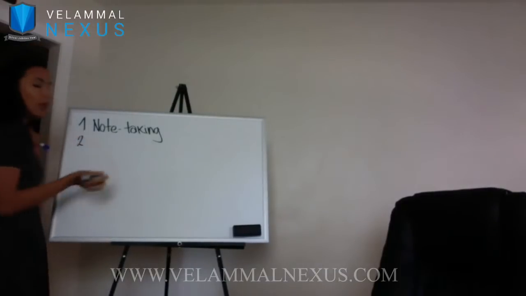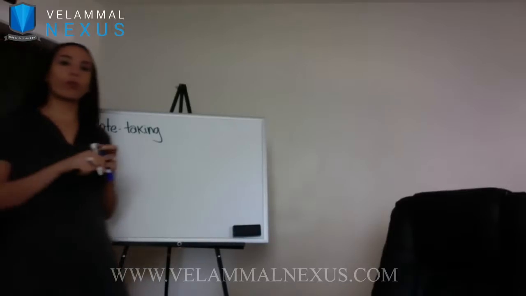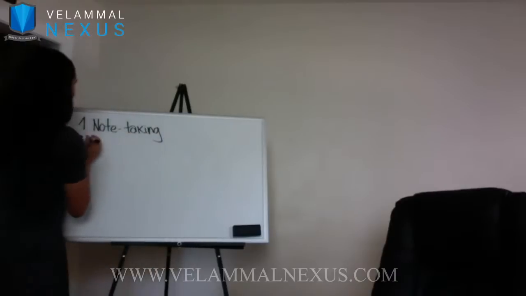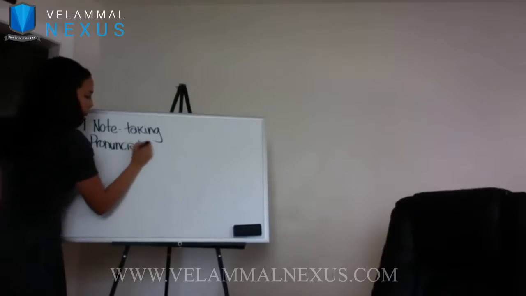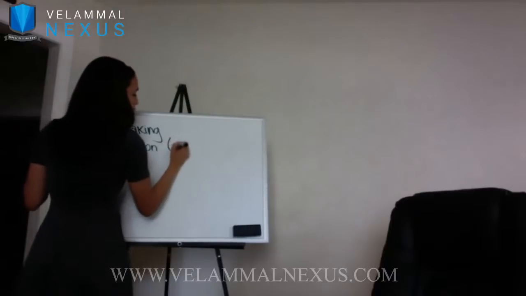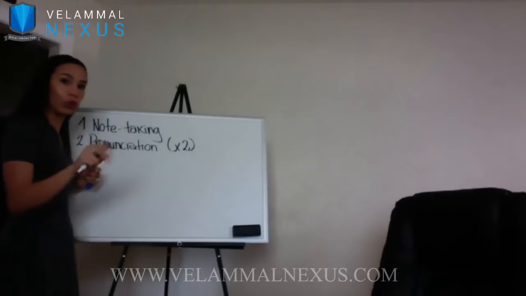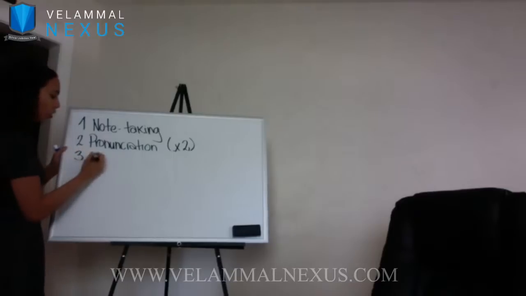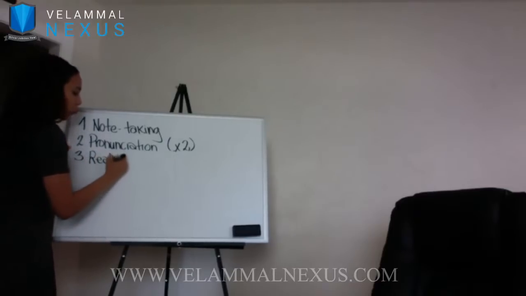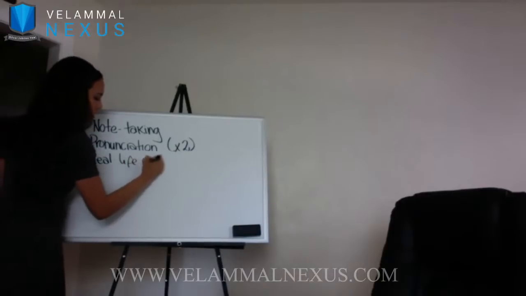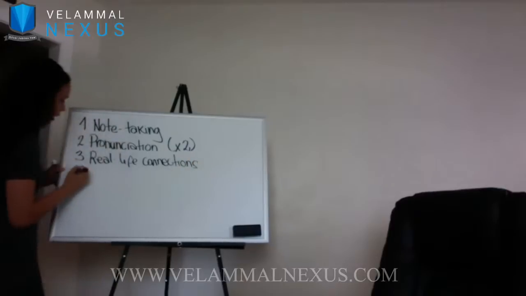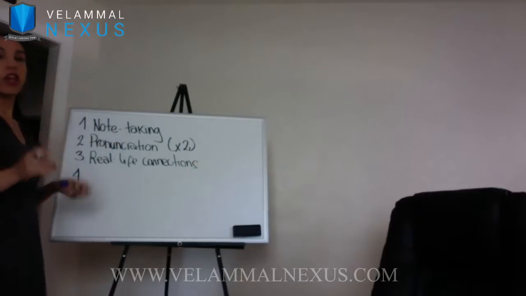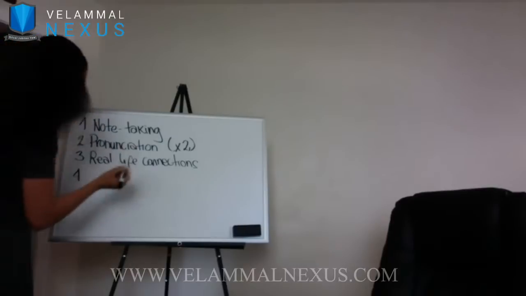The second one is going to be pronunciation. Remember that I'm going to pronounce the word twice, and you are supposed to be repeating. So number 2 is pronunciation, times 2. The third one is going to be establishing real life connections. And the fourth one is going to be definitions.